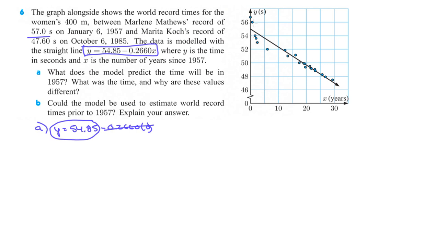Because you're trying to fit data that does not perfectly fit the line into a perfectly straight line, right? All these points obviously do not make a straight line, but it's getting closer and closer as we get farther along, so that's probably why they chose this line here. Okay. Could the model be used to estimate world record times prior to 1957?